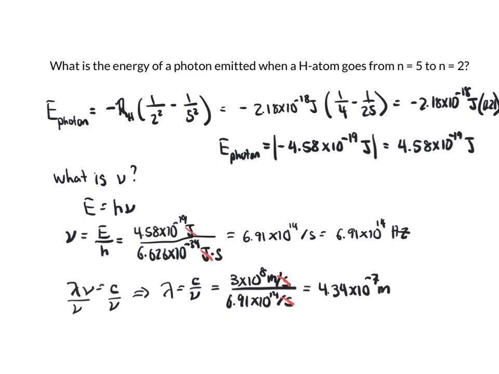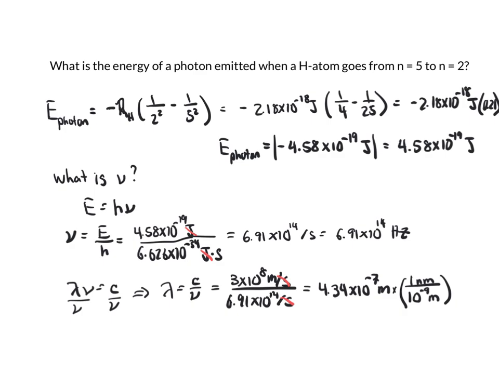If I want to convert that to nanometers, I can remember that 1 nanometer is 10 to the minus 9 meters. So those two things are equivalent, and so I can use that as a conversion factor.